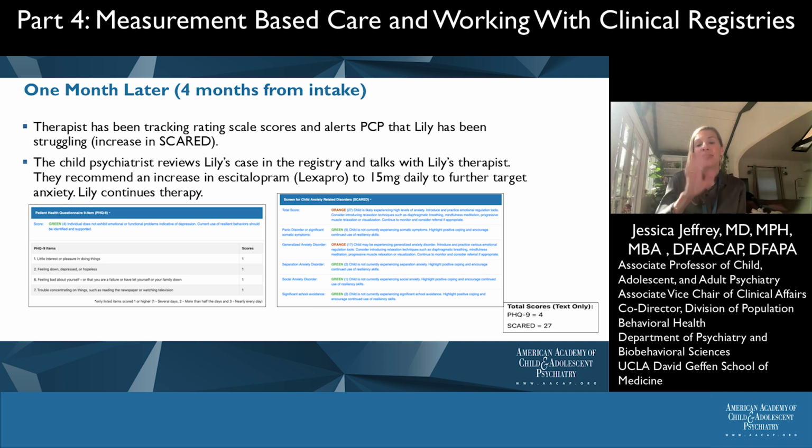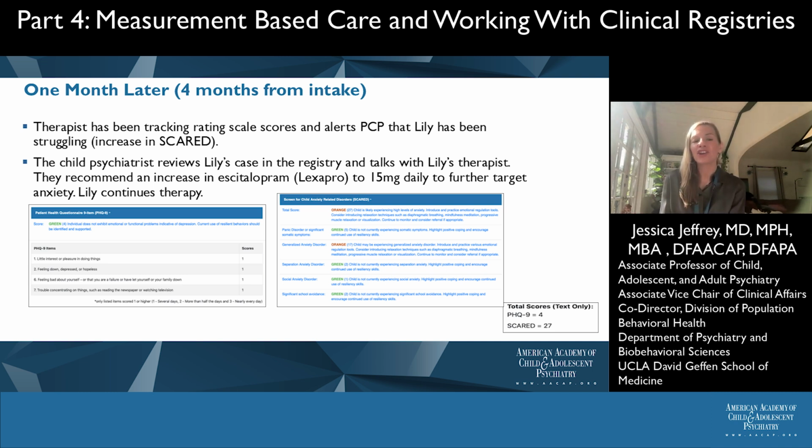So we see that the therapist, again, has been tracking that PHQ-9, has been tracking that SCARED, and the therapist then alerts the primary care provider that Lily has been continuing to struggle specifically in the anxiety symptom domain, again, with that increase in the SCARED score. At this point, the child psychiatrist may be called upon to review Lily's case in the registry system and to talk with Lily's therapist. So this outreach likely happened by Lily's therapist.